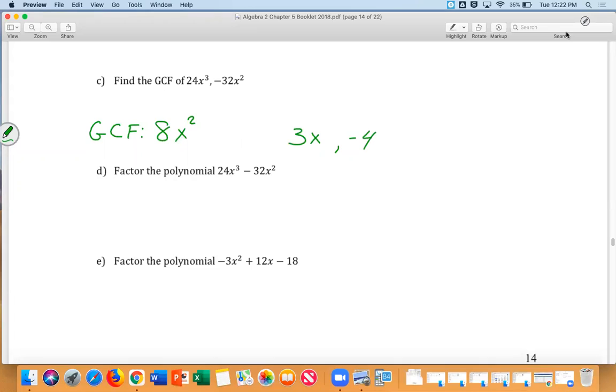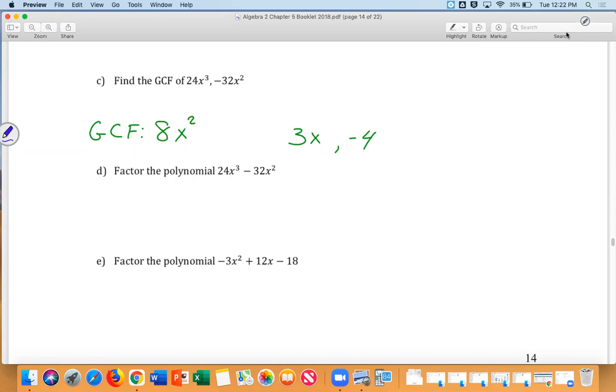All right. So do you see how that's left? Do you see how I'm getting that? Where do you get 3x and negative 4? 24 divided by 8 is 3, and x cubed divided by x squared is x. Okay. I try to keep it in the same order because when I move to the polynomial, you're not going to want to start moving around pieces of the polynomial.